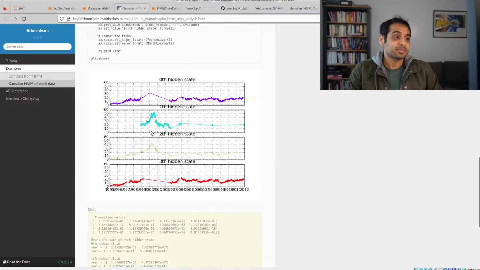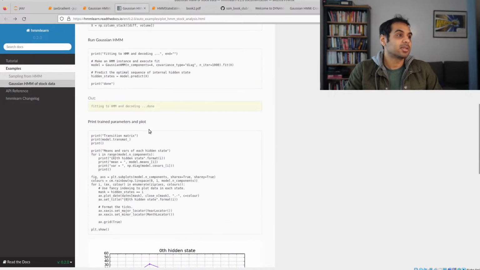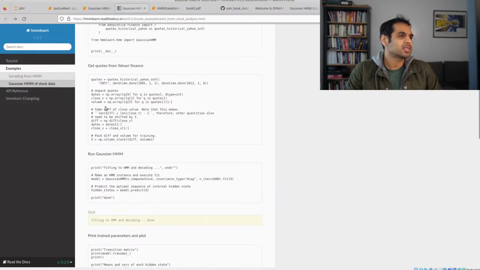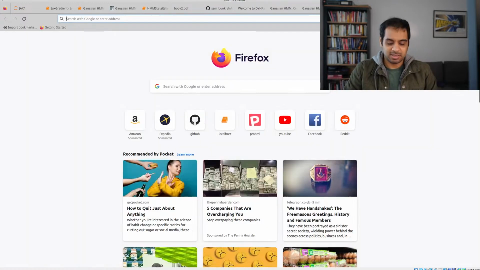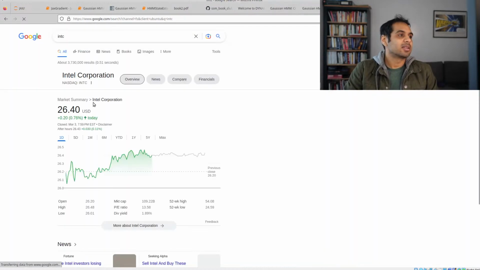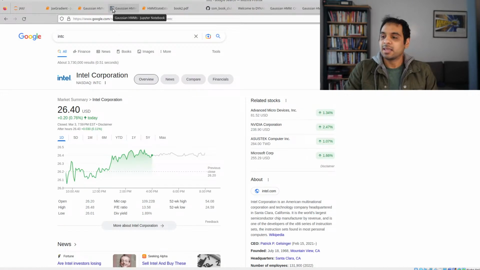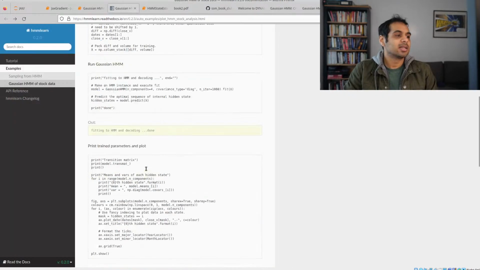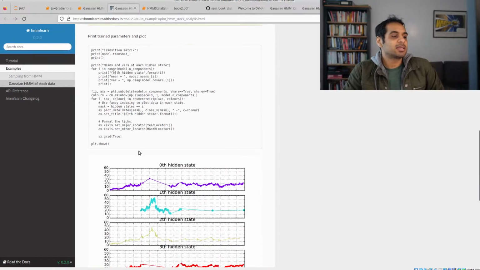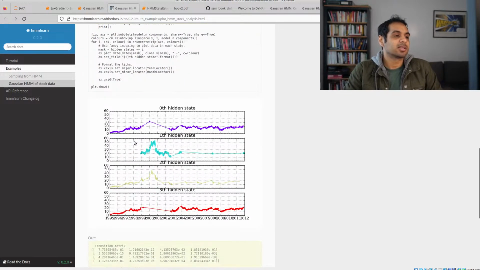Full credit to them. What they did is they pulled the stock data, I think Intel Corporation. Let's just double check so I say the right thing. Intel. Okay, yes. They pulled the Intel stock data, and then they used an HMM to figure out various states that they were in. So they picked 4 states, and then here are what the states ended up being.